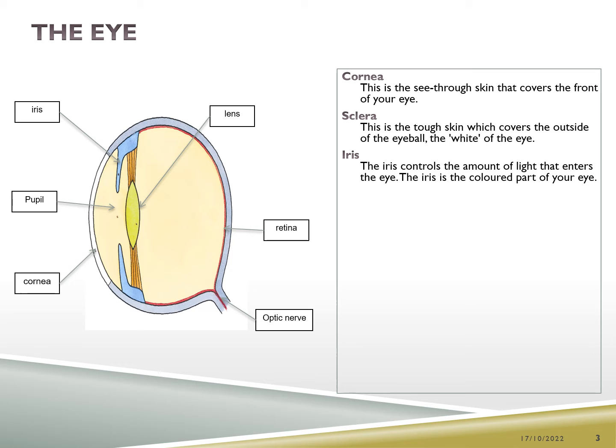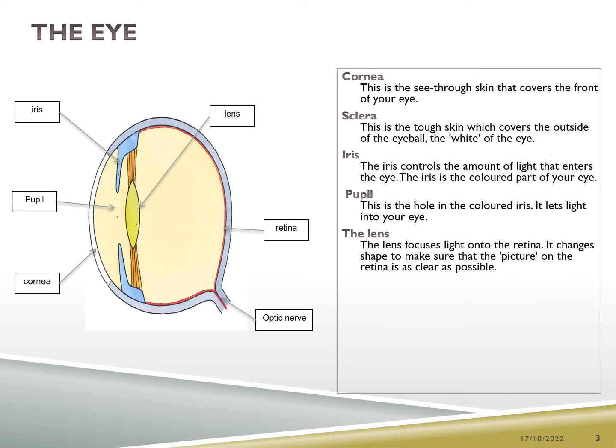And this process of making the lens bigger and smaller is called accommodation. The pupil is the hole in the colored iris that allows the light to go through into the eye. The lens itself is where the light focuses onto the retina. It changes shape to make sure the picture on the retina is as clear as possible.